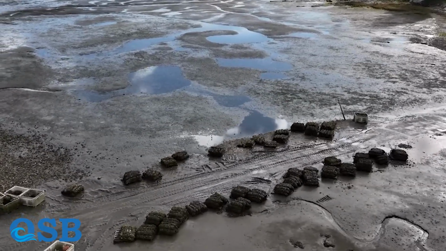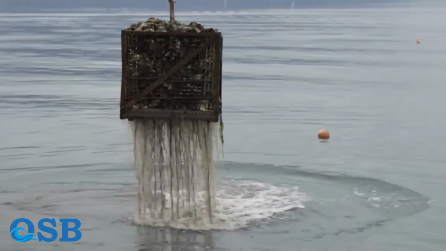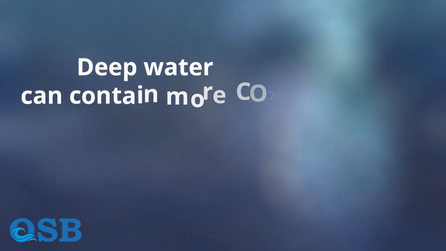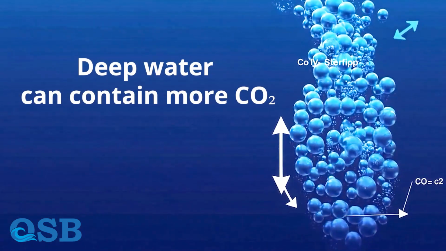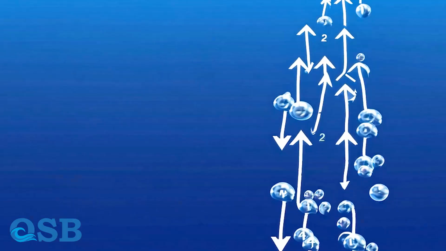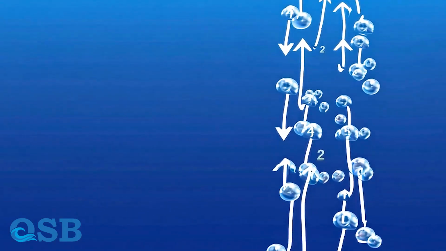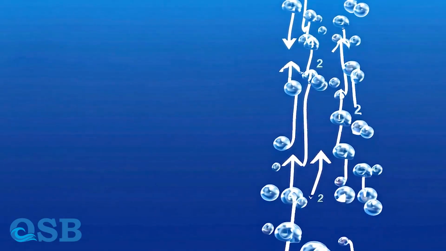So, while acidification starts at the surface due to human emissions, deep water can contain more CO₂, and when it mixes upward, it increases acidity in both deep and surface parts of the ocean.